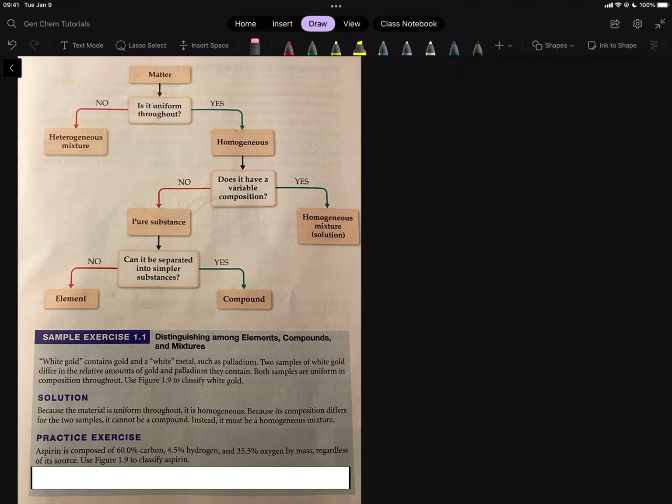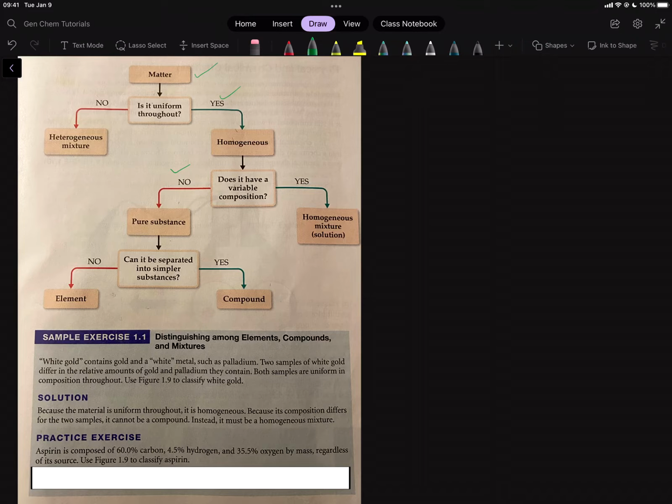So let's start through. Let's walk down the path. It's got to be matter. We're talking about it. Regardless of the source, if you get aspirin from one place, aspirin from another, the two samples are uniformly going to be 60% carbon, 4.5% hydrogen, and 35.5% oxygen. So yes, we have sample uniformity between at least two samples. And then regardless of the samples, we see no variability in composition, because it's just 60%. We have the elemental breakdown here, so we follow this path of no.